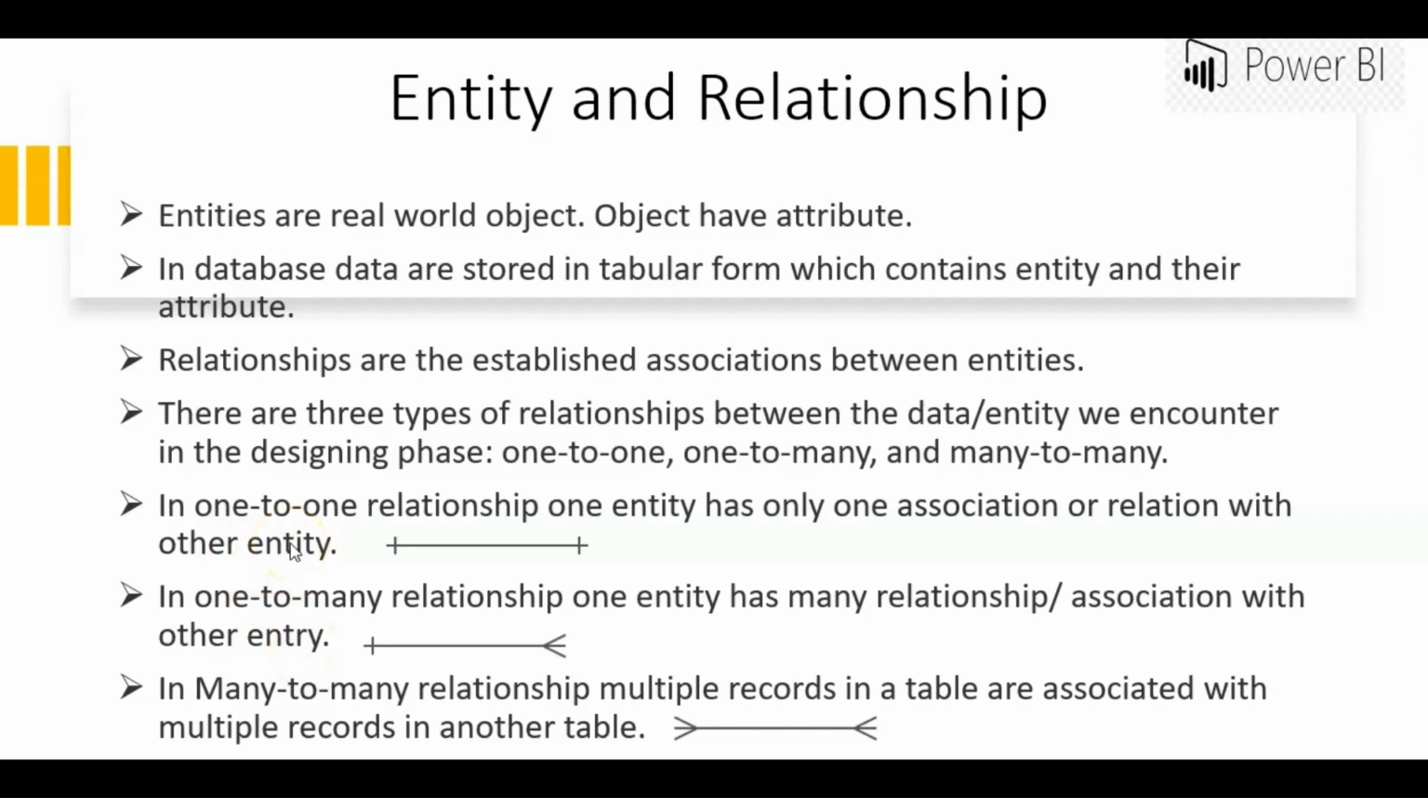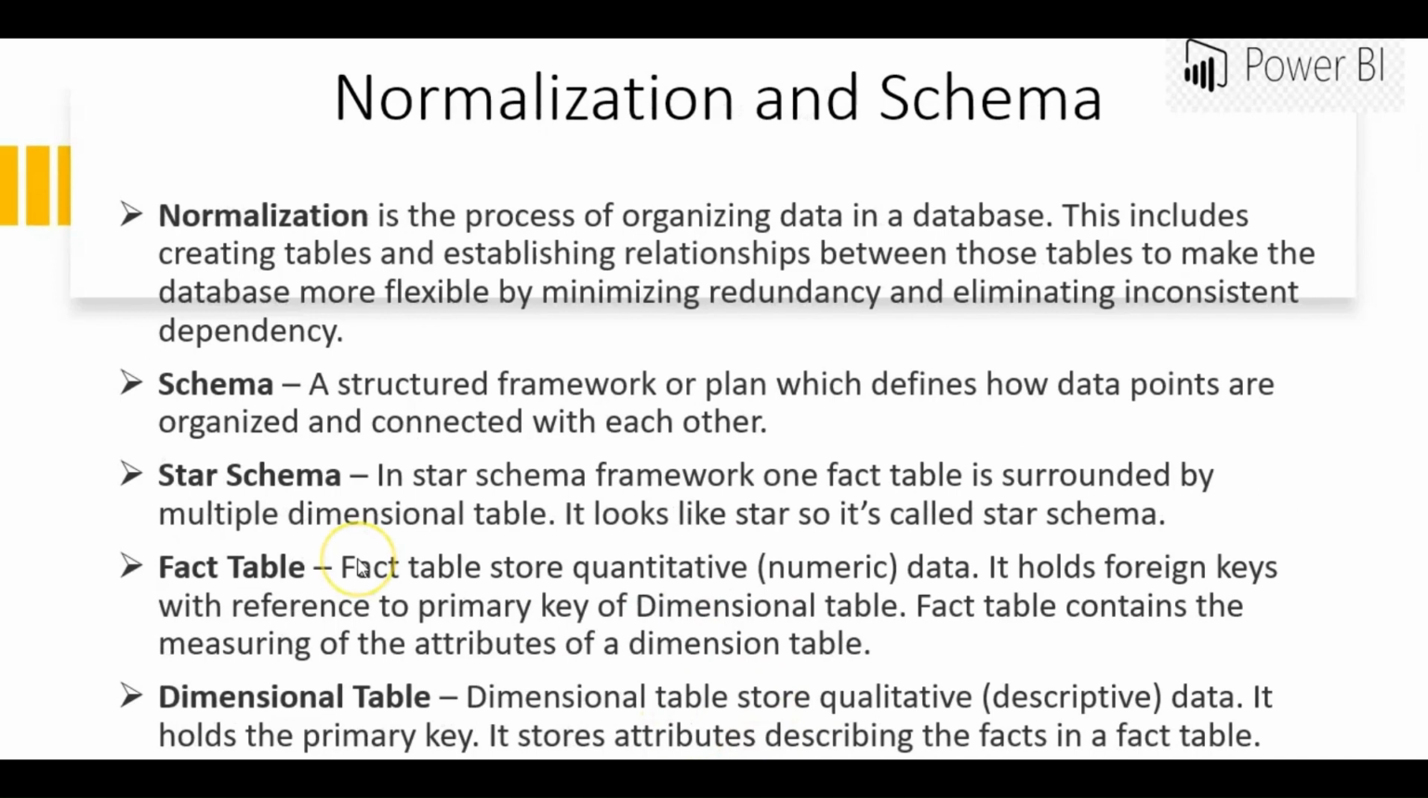In a one-to-one relationship, one entity has only one association with the other entity. It is denoted with this symbol. In a one-to-many relationship, one entity has many associations with the other entity. It is denoted with this symbol. And in a many-to-many relationship, multiple records in a table are associated with multiple records in the other table, and it's represented by this symbol.